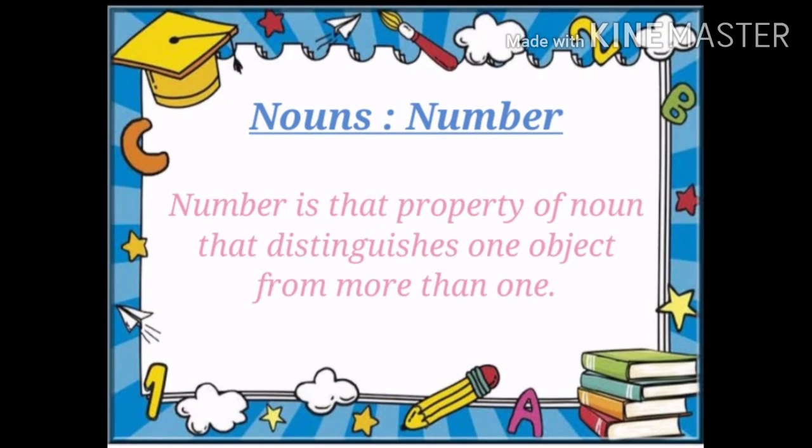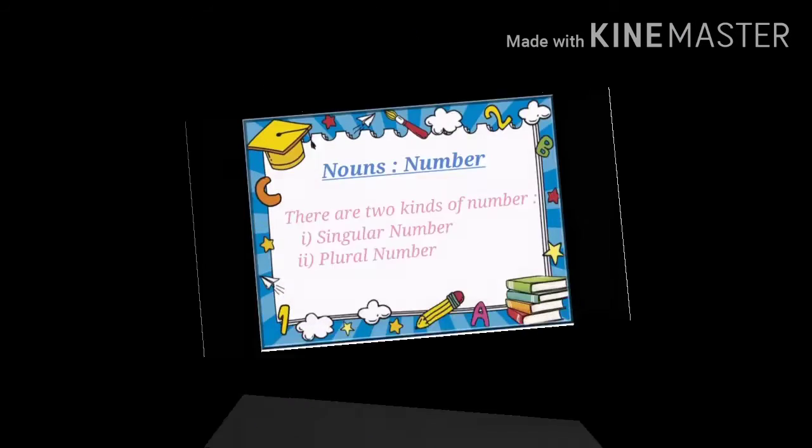Nouns, number. Now students, what is a number? Number is that property of noun that distinguishes one object from more than one. So when we talk about number in nouns, it means that property of nouns which distinguishes, or makes a difference between, one object and more than one object. Let's study further about these numbers.